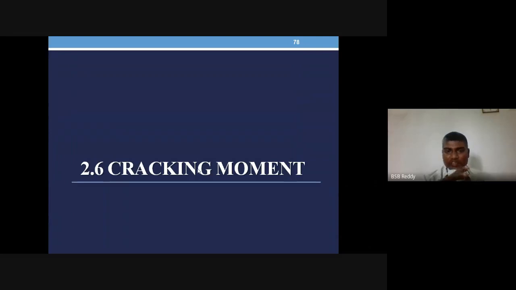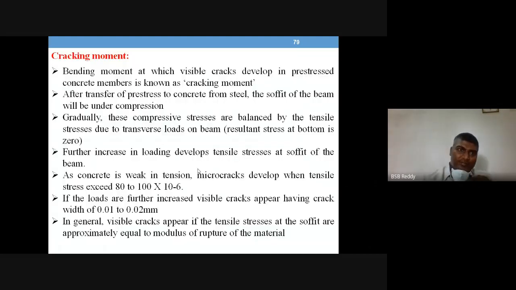The pre-stress that you induce is going to change once the pre-stressing operation is over, and once the member is taking the service loads. So now we are talking about the cracking moment, the bending moment that is required to produce visible cracks in the member. Let us see what is meant by a cracking moment and how to calculate the related parameters with the cracking moment.